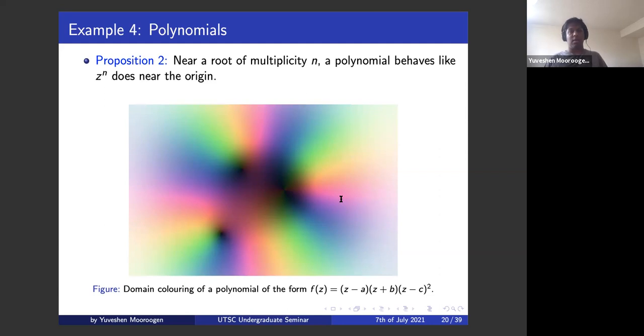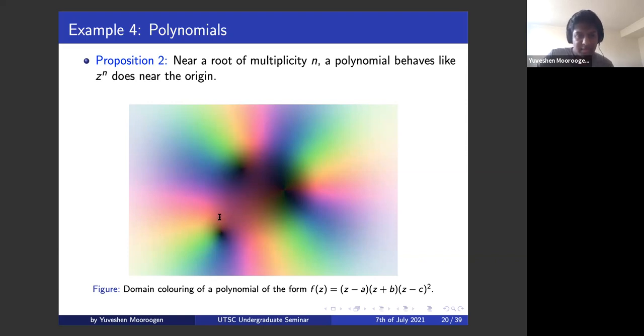But there's also another way of reading this information about the roots. I'm going to use a different fact here, which is that if I'm close to a root with multiplicity n, a polynomial is going to behave near that point like z to the n does when it's close to the origin. So if you zoom in around one of those black points, and go in an anti-clockwise direction around the point, then I'm going through the colors red, pink, yellow, green, blue, purple, pink.